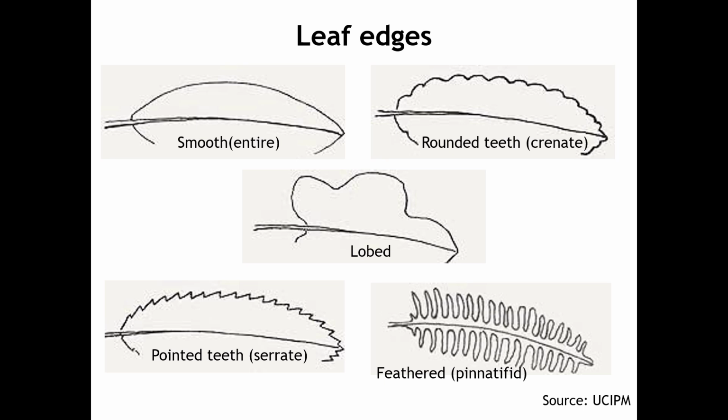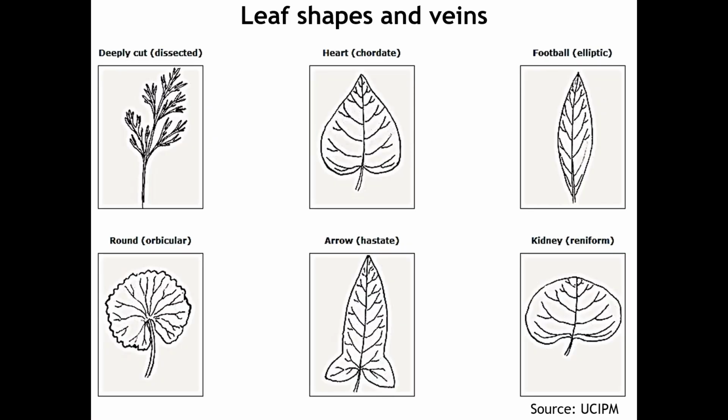The leaf edges again can help us identify the weeds. For example, here you can see some types of leaf edges: smooth, rounded teeth, lobed, pointed teeth, or feathered. Even the shapes and sizes of the leaves and the veins can help us identify the plant. We can have deeply cut leaves, heart shaped leaves, football shaped leaves, round leaves, arrow shaped leaves, or even kidney shaped leaves. So these are some of the leaf shapes, and that's not all of them. This is just an example of a few.